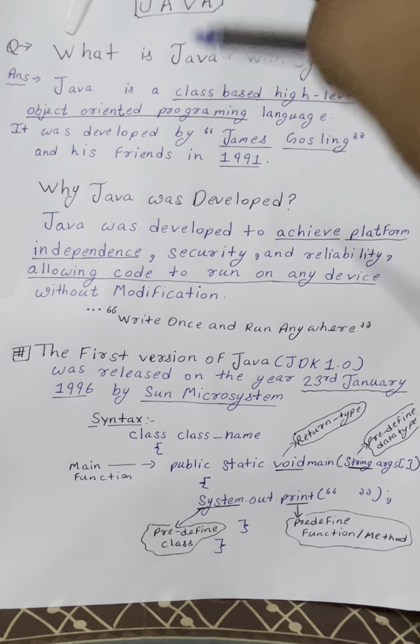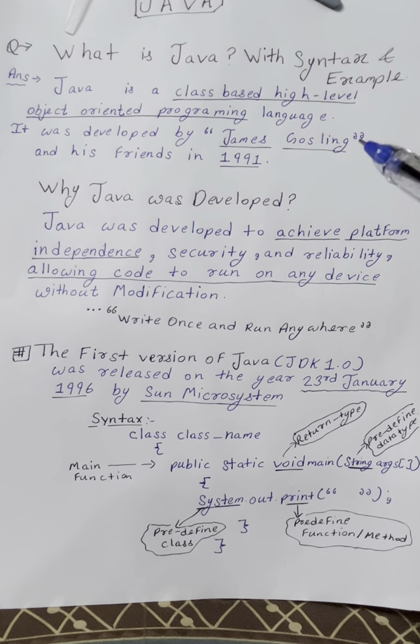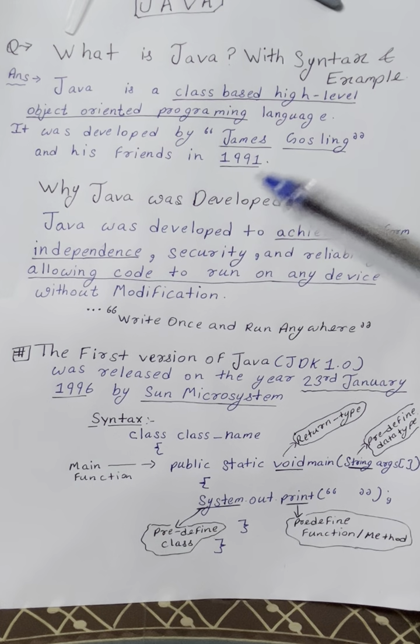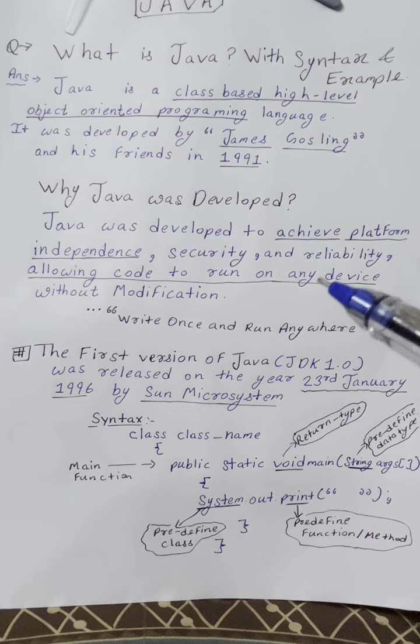Java is a class-based high-level object-oriented programming language. It was developed by James Gosling and his friends in 1991. And as we know, Java is used by many developers now also and in past. But first we have to know why it was developed.